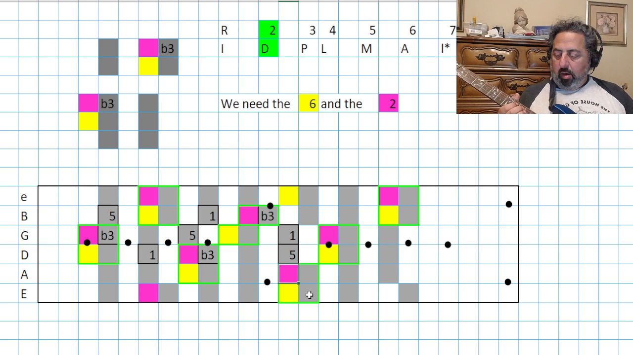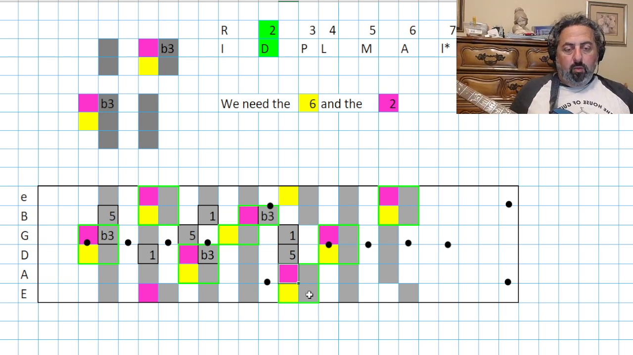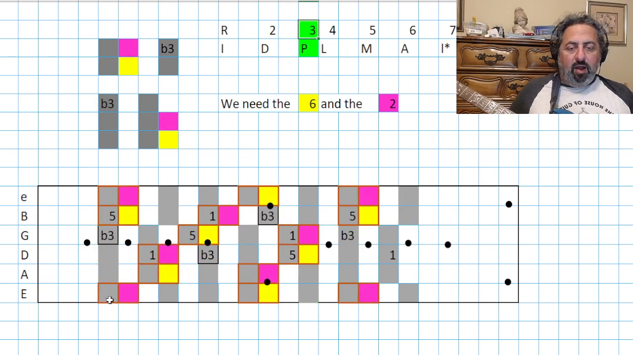My box was here, and I knew my 2 was always on that corner of the box, so I knew that was my resolve note. Not too hard. Phrygian is similar but different. We still have this, our original chord is still here.